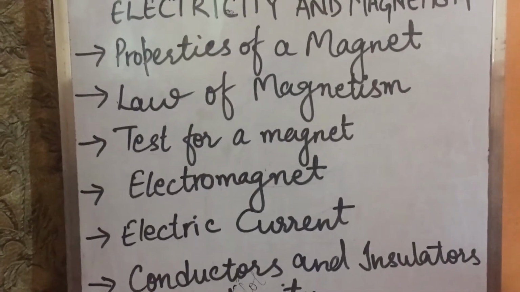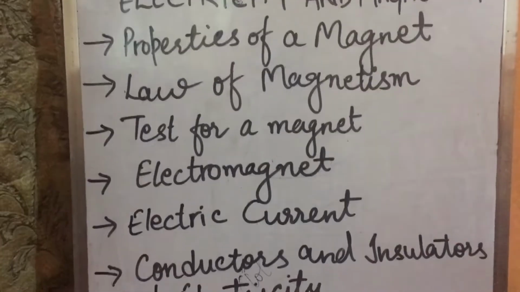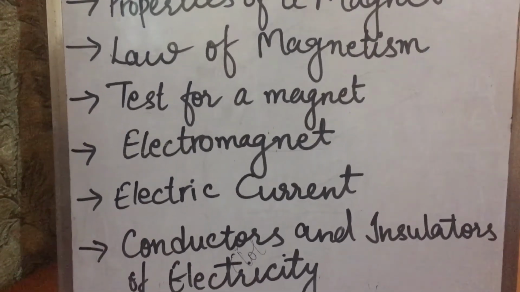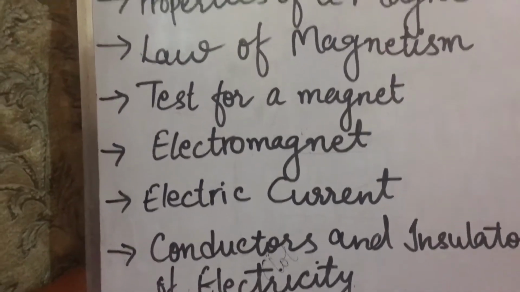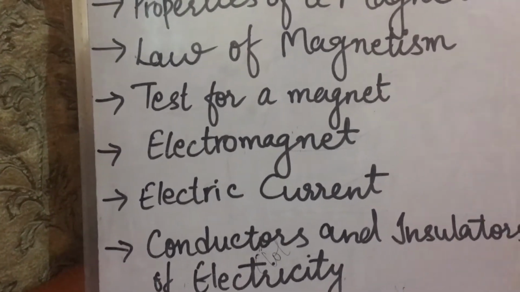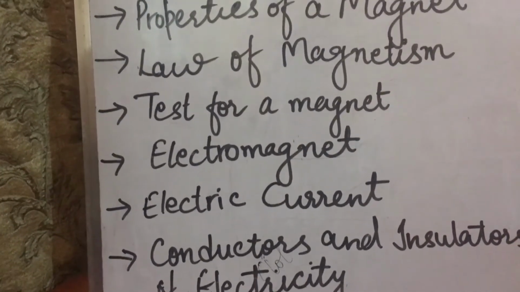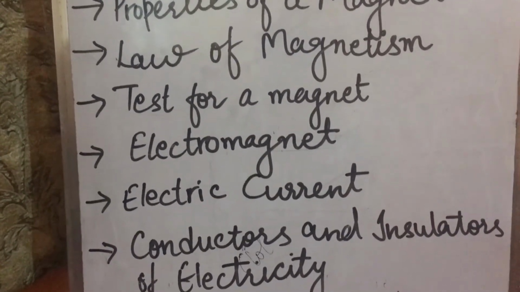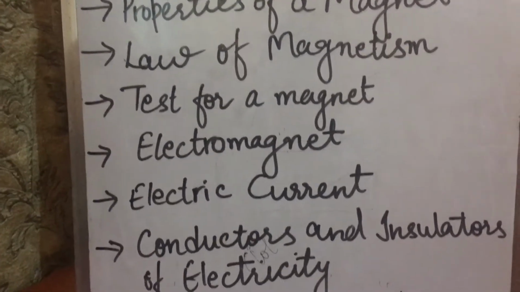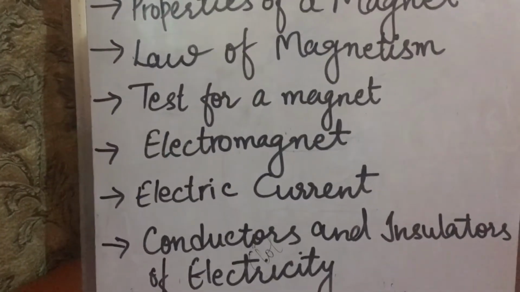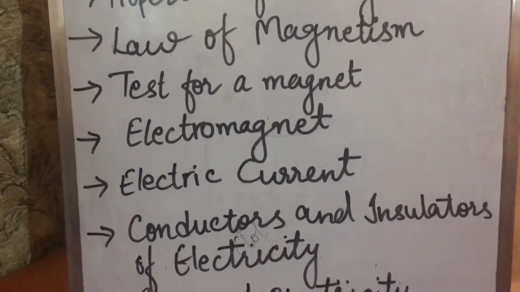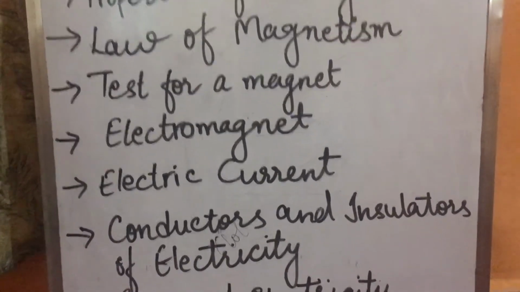Now the next topic is conductors and insulators of electricity. What are conductors of electricity? Any material which allows electricity, or which allows the flow of electric current through it easily, is called an electric conductor. All the metals and alloys such as copper, aluminium, nickel, tin, brass, German silver, all the metals are good conductors of electricity.